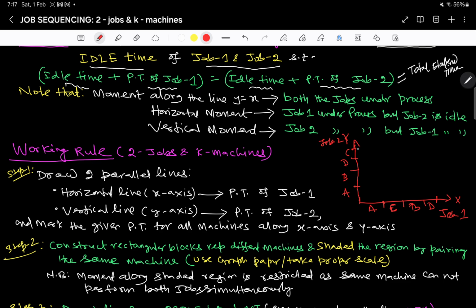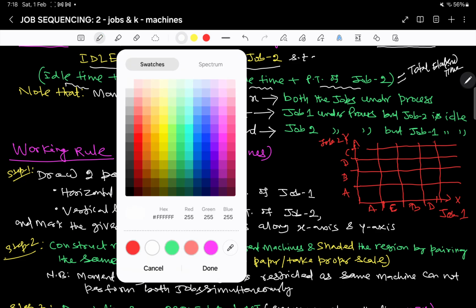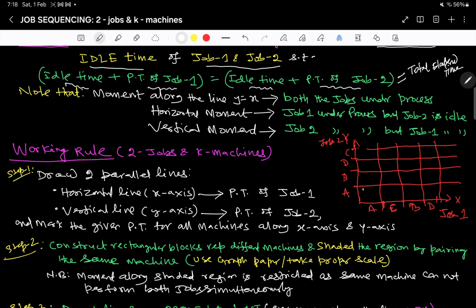Then we make the blocks in proper scale. Here it is for A, here for C, here for B, and here for D. Now the common regions are shaded. This is for A and A, so it is shaded. Now this is B and B, it is shaded. Now for C and C, it is shaded. Now for D and D, it is shaded.